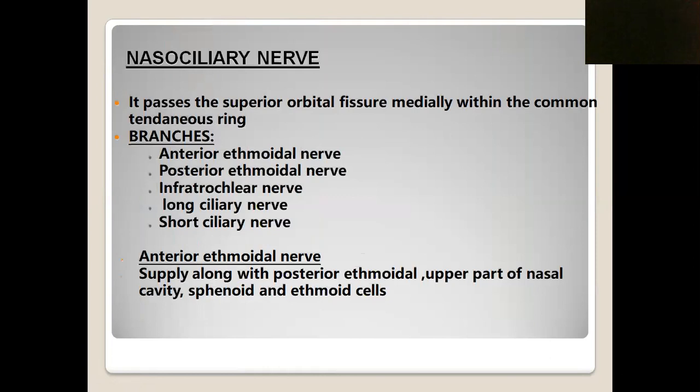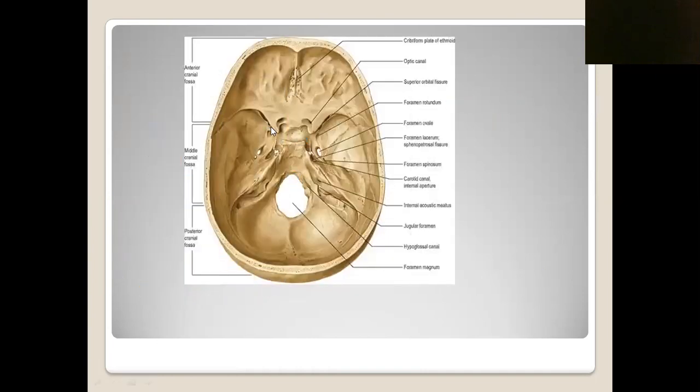First one, nasociliary. It runs forward and reaches the orbit through the superior orbital fissure, the middle part of the superior orbital fissure. So what is that superior orbital fissure? See here, we can see a gap. This gap is the superior orbital fissure.